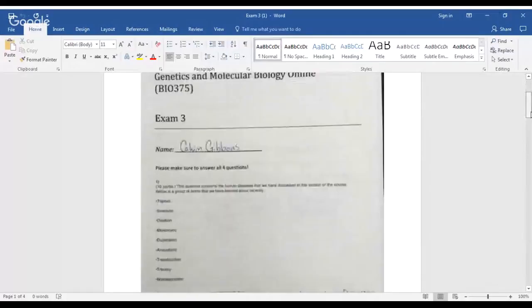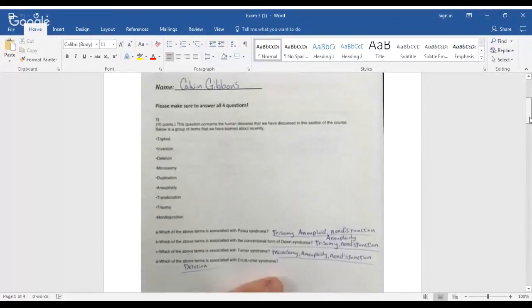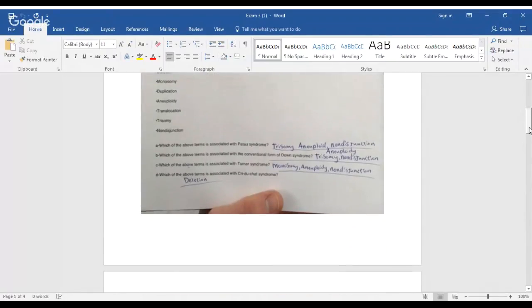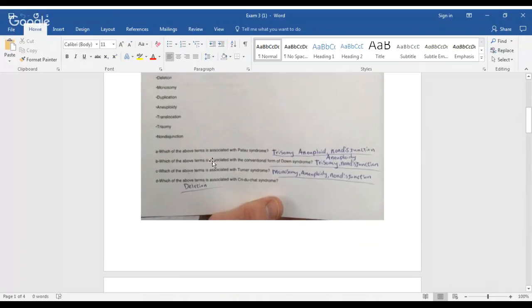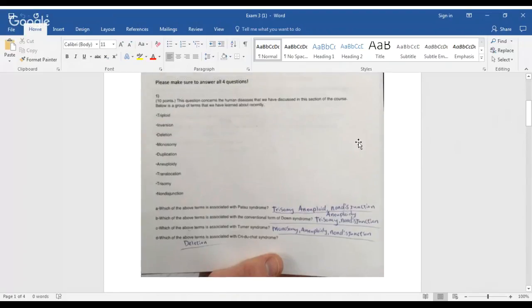All right, so for question 1, it asks us about the different human diseases that have been talked about, and it wants us to list out how these terms are associated with the diseases. So we got triploid, inversions, deletions, monosomies, duplications, aneuploidy, translocation, trisomy, and non-disjunction.